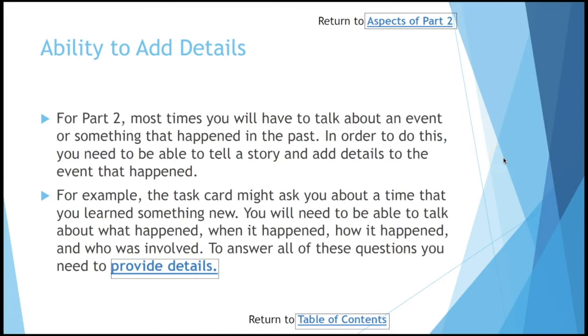Okay, so for part 2, most times you will have to talk about an event or something that happened in the past. In order to do this, you need to be able to tell a story and add details to the event that happened. For example, the task card might ask you about a time that you learned something new. So you will need to talk about what happened, when it happened, how it happened, and who was involved. To answer these questions, you need to provide details.